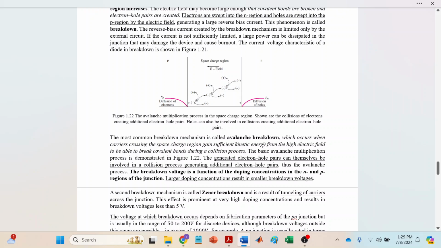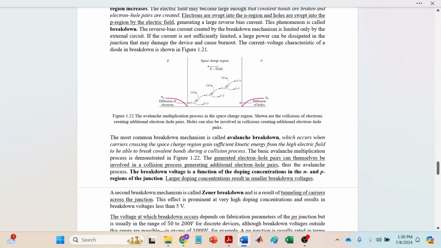The avalanche breakdown occurs as a result of the increase in the carriers in the space charge region. As a result of the increase in carriers, an electric field is generated, and the electric field causes covalent bonds to be broken, and electron hole pairs are generated. These electron hole pairs may gain sufficient kinetic energy from the electric field, and they begin to collide with one another, and this collision results in additional electron hole pairs being created. And it results in avalanche breakdown.